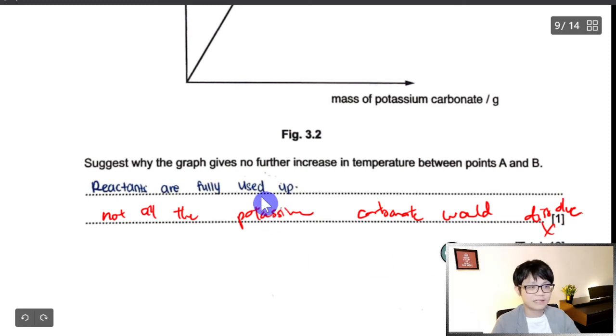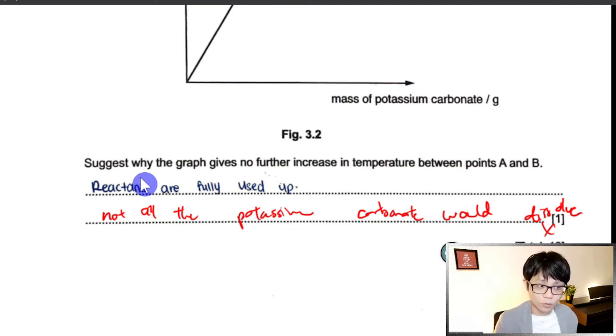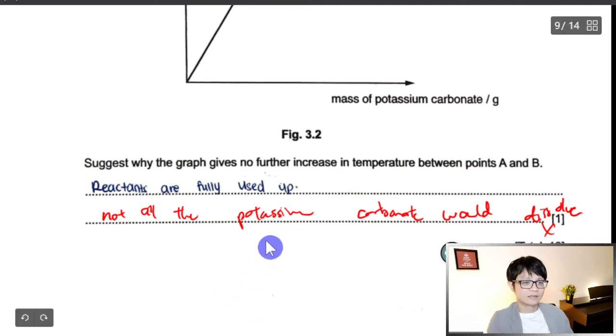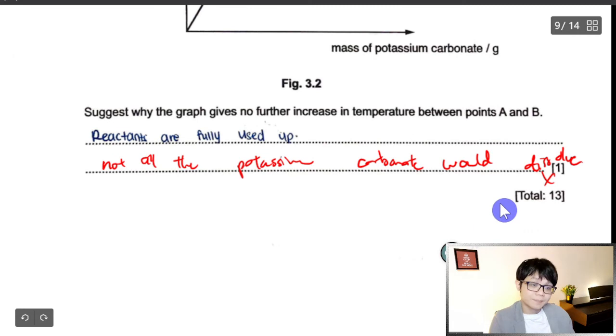So this one I didn't give the mark, even though the answer, reactants are fully used up, is correct if you want to consider the water as the reactant. But usually when we think of reactants, we think of something more chemical rather than the water. So this is the marking scheme, so the examiner just follows it, but this one depends on the question. Sometimes this answer is correct also.